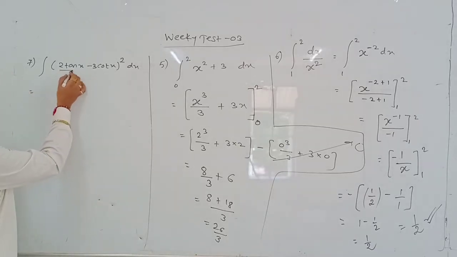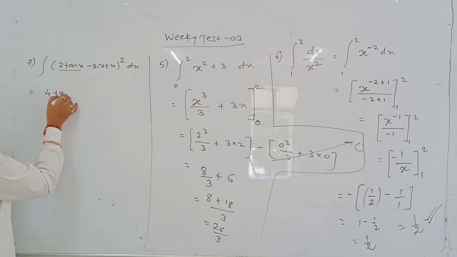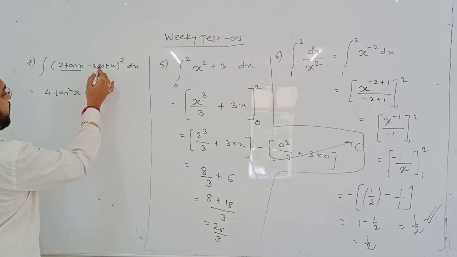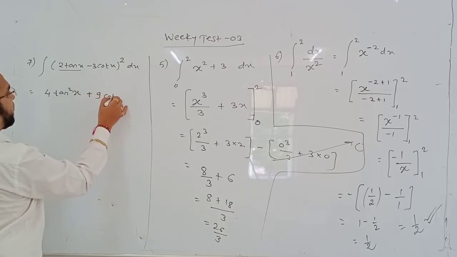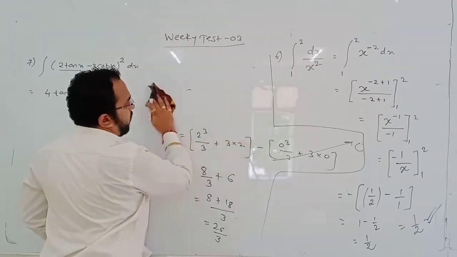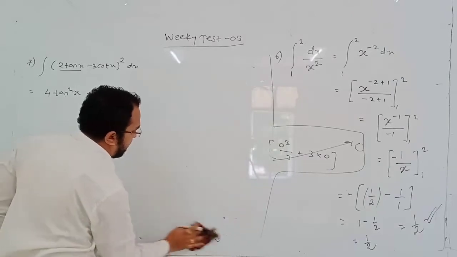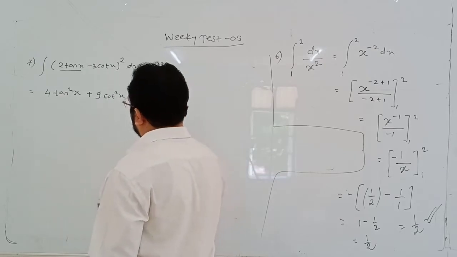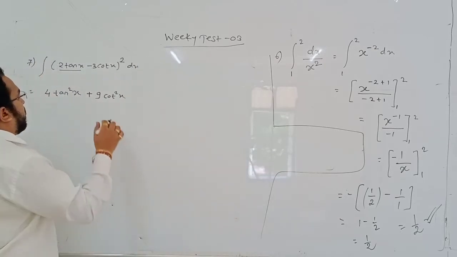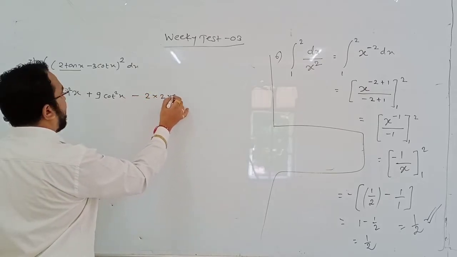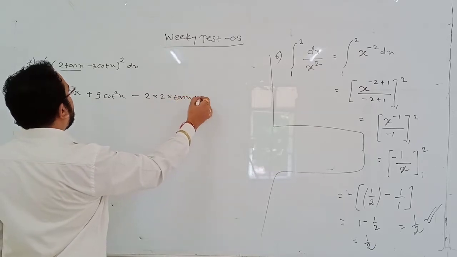So a square means 4 tan square x. Square of 2 is 4 and square of tan is tan square x. Plus b square, so 3 square will be 9 cot square x. Then minus 2ab, so 2 into 2 into 3, where a means 2 tan x and b is 3 cot x.